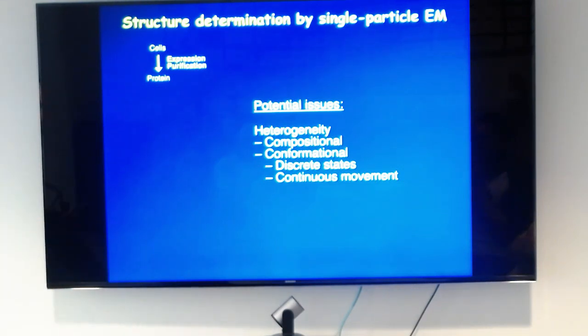But discrete conformational heterogeneity and compositional heterogeneity are pretty much problems of the past. These have really been sorted out by now. Another thing that I actually want to talk about more specifically is the effect of cross-linking.